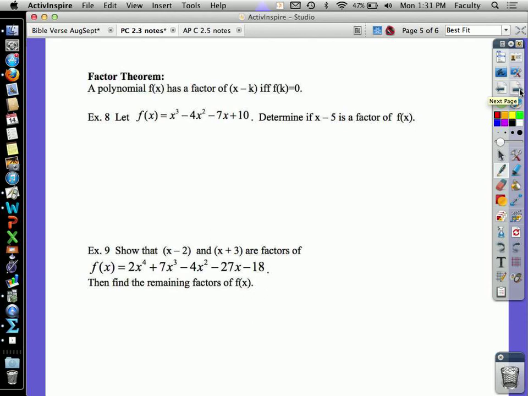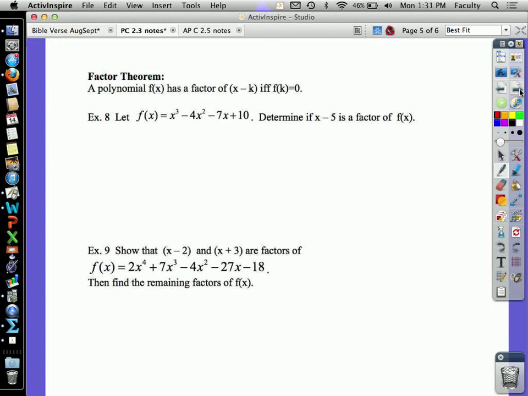So now we have the factor theorem. And this is not a typo. Let me clarify what that's saying. A polynomial f of x has a factor of x minus k if and only if f of k equals 0.